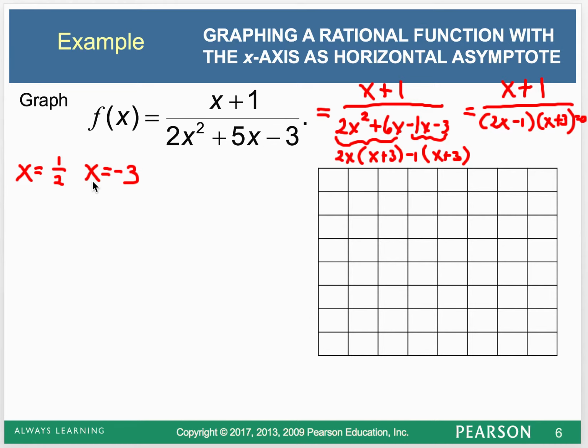To find the horizontal asymptote, compare the degree of the numerator with the degree of the denominator. Because the degree of the numerator is smaller than the degree of the denominator, that tells me I have an asymptote at y equals 0. All right, now these are lines, not points. They're not an actual part of my graph, but they're an important feature, so I'm just going to draw them in as dotted. X equals 1/2, that's a vertical line right here. X equals -3, and then y equals 0.